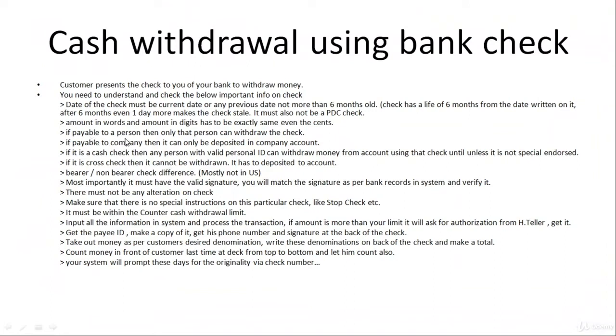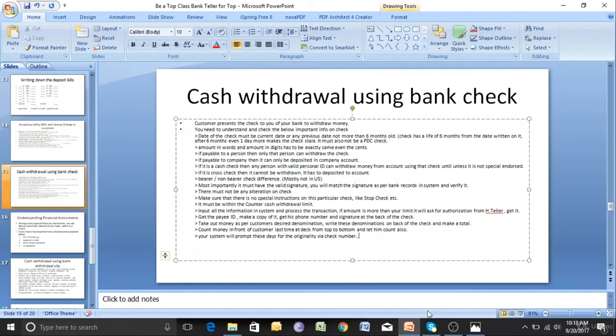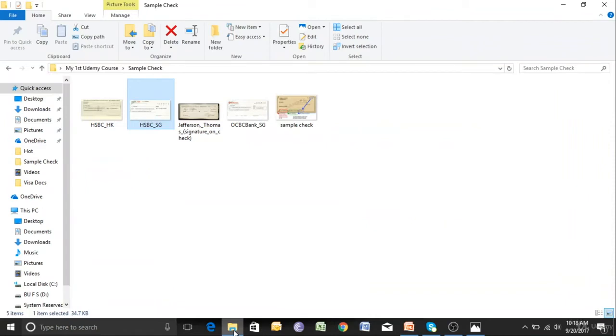If it is payable to a person, then only that person can withdraw the check. Suppose it is payable to Mr. John, then only Mr. John can take the money out of it. If it is written cash, then anyone can take that money out of it, until and unless this check is not endorsed. Now, we talked about endorsement yesterday, in my previous slide, I'm sorry, what exactly is an endorsement.